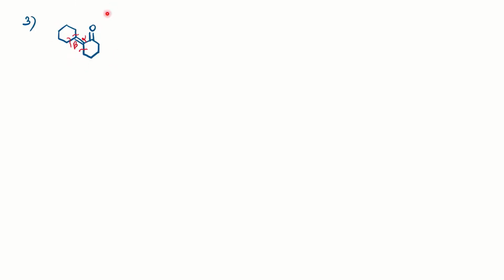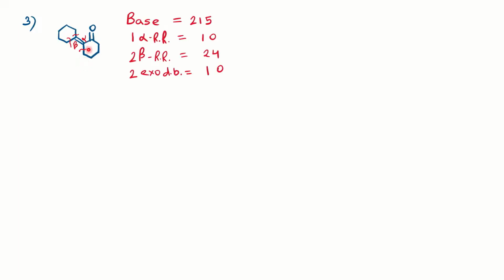Now in this particular example, you can see again it is alpha beta unsaturated. So the base value for 6-membered ring we know is 215. You don't have any extended double bond, you don't have a homodiene component. Next come the ring residues. If you go along with the conjugation, with respect to alpha you have one ring residue, with respect to beta you have two ring residues. So one alpha ring residue plus 10, two beta ring residues 24.